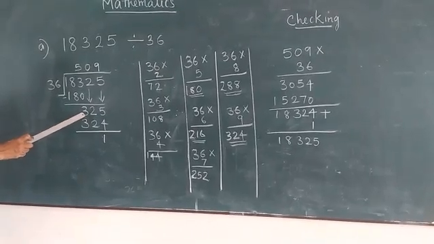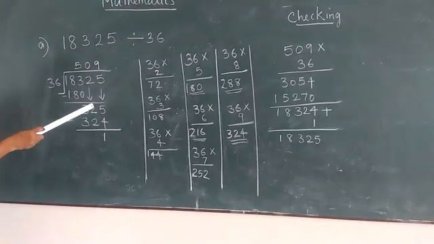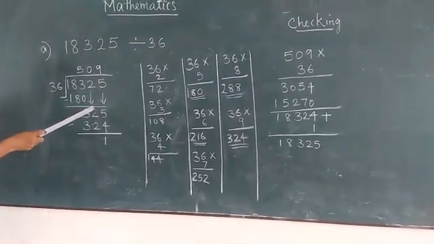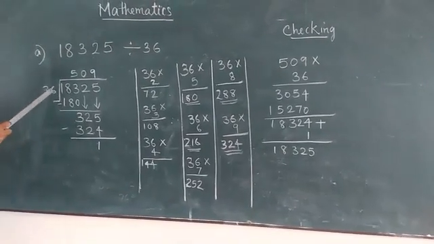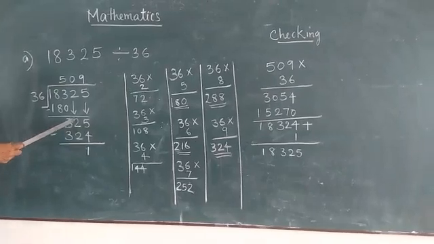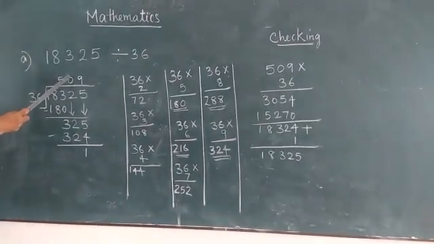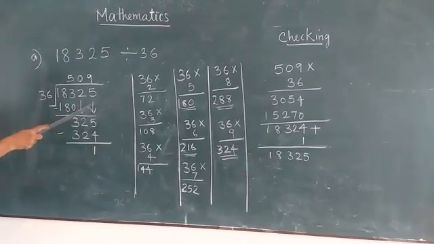What is the next step? Next, we will write down this digit here. Then this number will become 32. Again we check. Is 36 out of 32 possible? No. So we will put the quotient as 0. Okay, the next digit you can bring down.